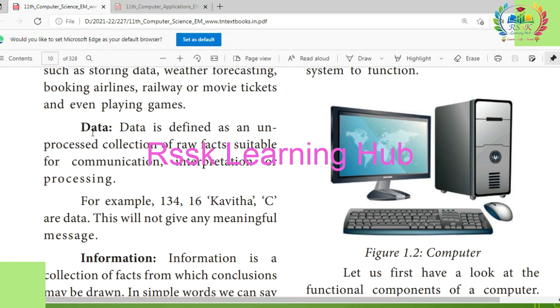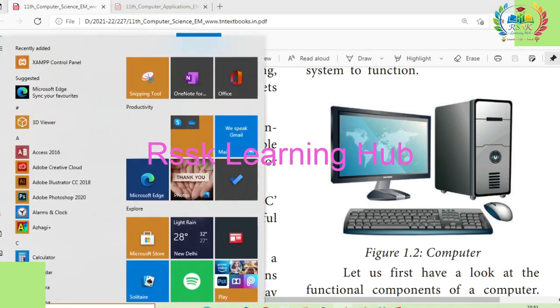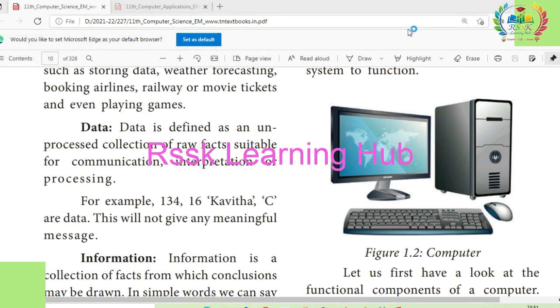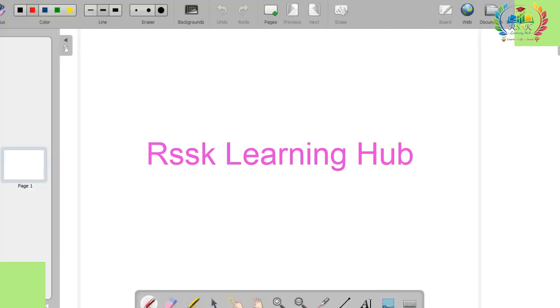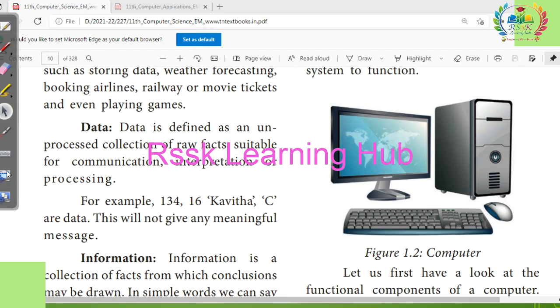So now take down the definition for data. Data is a collection of raw content, suitable for communicating, interpreting and processing. So communicating, interpreting and processing your raw content is called data. For example, 1, 3, 4, these are numbers. For Kavita, one student, she is studying C program. Like that, individual pieces of information. So that is called data.